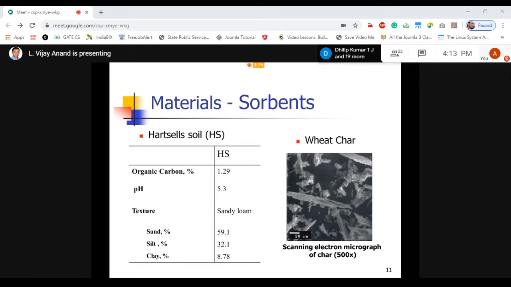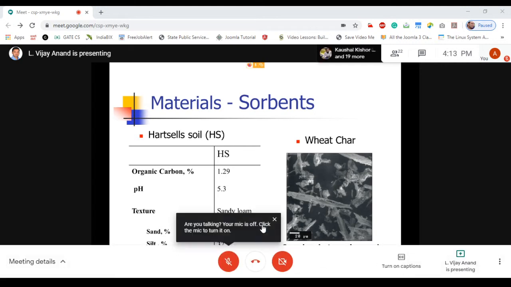Okay, on the right, I'm showing the wheat char under 500 times magnification. And these are essentially the crop residues of the wheat that we collected, and they were burnt in a stainless steel plate, and the char obtained therefore is shown in this scanning electron micrograph picture.